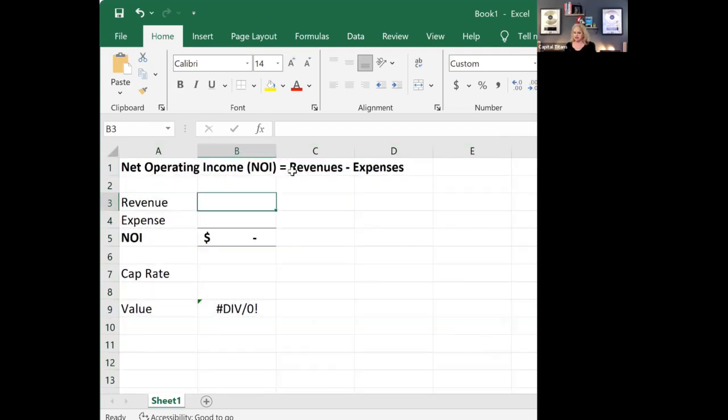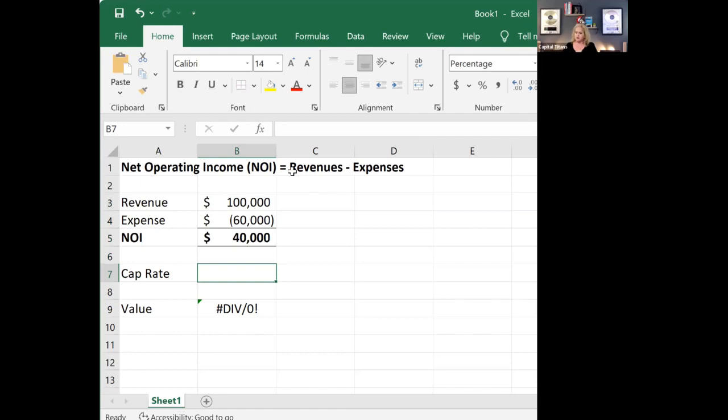Okay, so I'm just going to use round numbers to demonstrate it. Let's say there's a property where, everything in multifamily is done on an annual basis, so let's say the annual income on the property is $100,000. And then let's say that the operating expenses are $60,000. That would mean that the net operating income, the NOI, is $40,000.